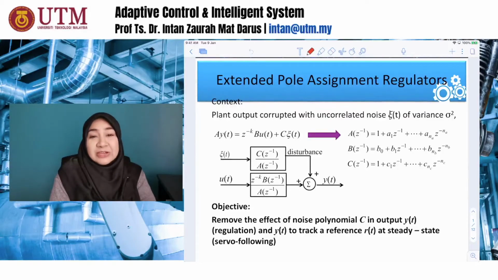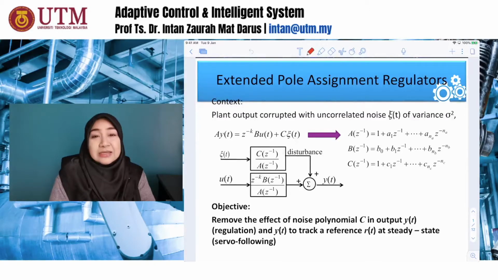From the previous session, you have seen a pole assignment regulator where we design a controller in a system in an adaptive manner, where the controller can ensure the stability of your system by designing a set of desired poles for your system. At the same time, we have designed a regulation where the polynomial C in the noise in your system is being cancelled out to improve the performance of your system.